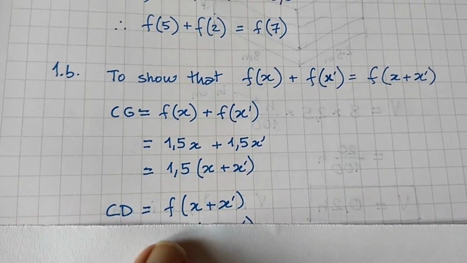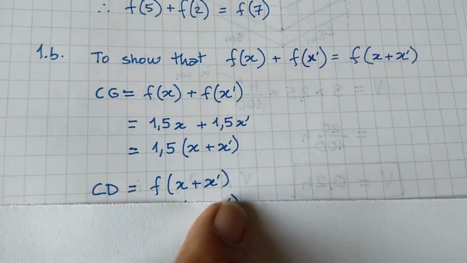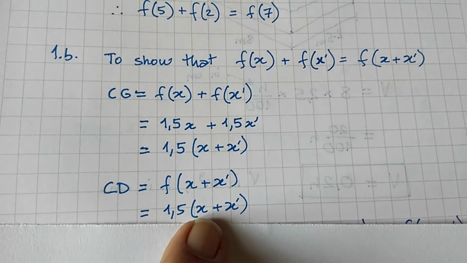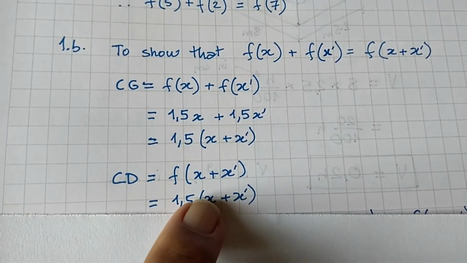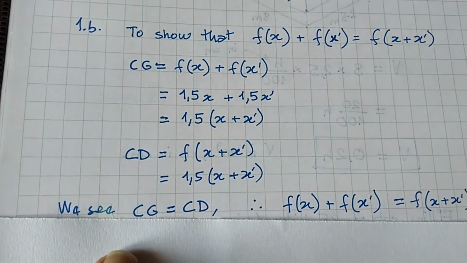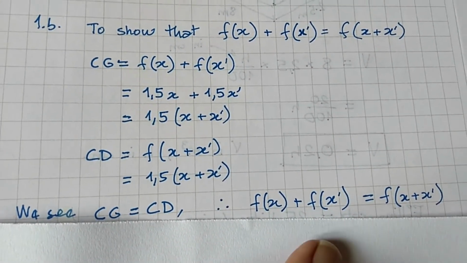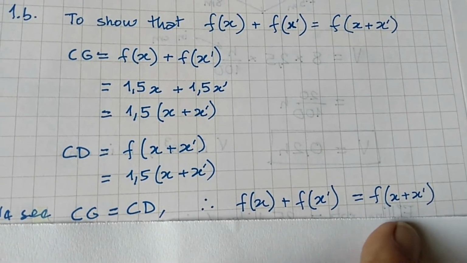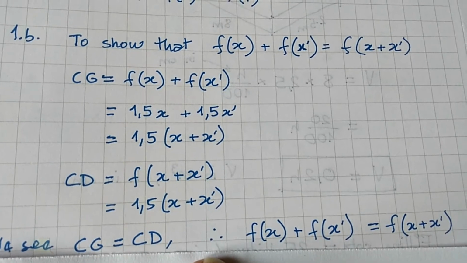Okay. Now côté droite, we take this. Côté droite, f of x plus x prime is equal to 1,5 for x plus x prime. But we see that we already have that there. So already we have shown that CD est égal à CG. So we see CG est égal à CD. Donc, f de x plus f de x prime est égal à f de x plus x prime. So we have proven it. That's it. That's all we had to do.